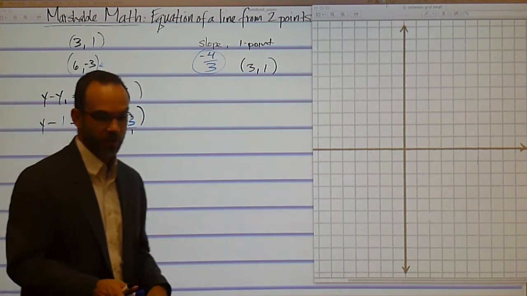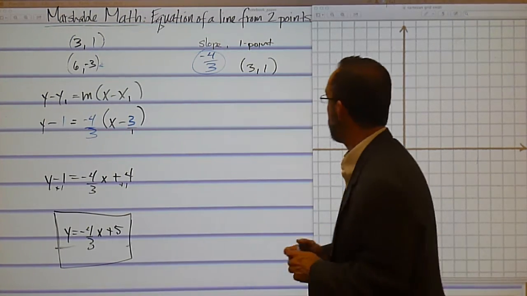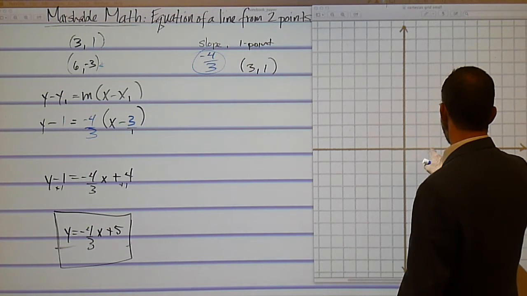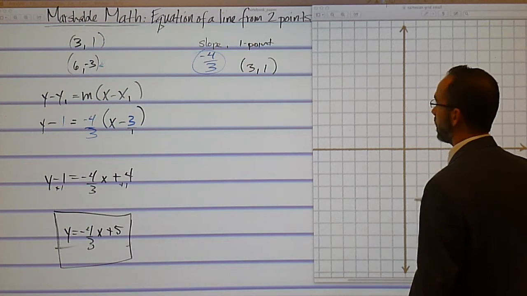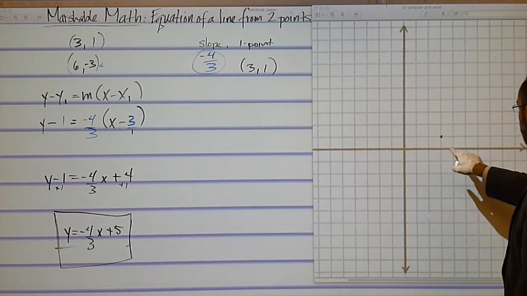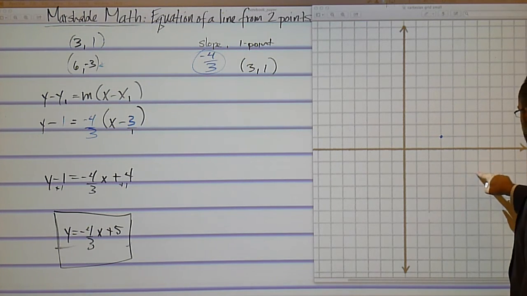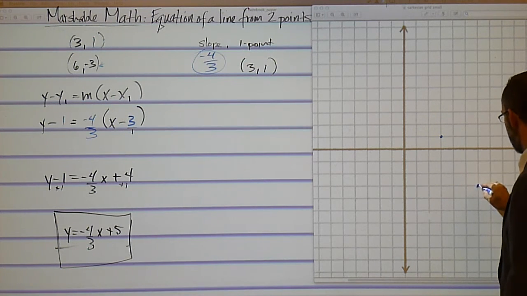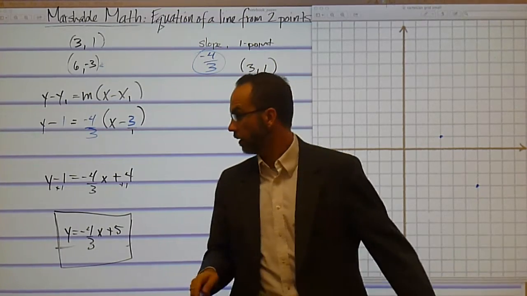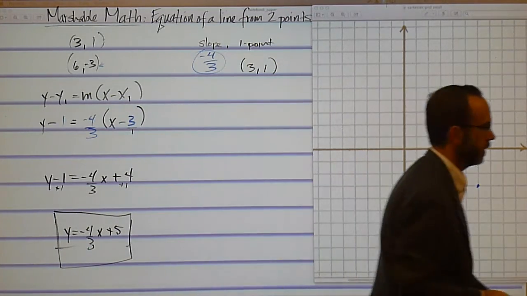Let's see if it actually works. Let me plot the points here and just play. So 3, 1 would be 1, 2, 3 up 1. That would be that location right there. And then 6, negative 3. 1, 2, 3, 4, 5, 6. And then down 1, 2, 3. Okay, and then I gotta draw my line.